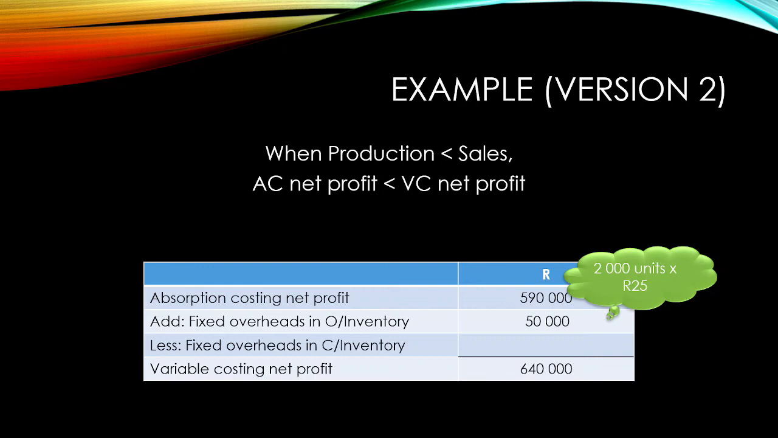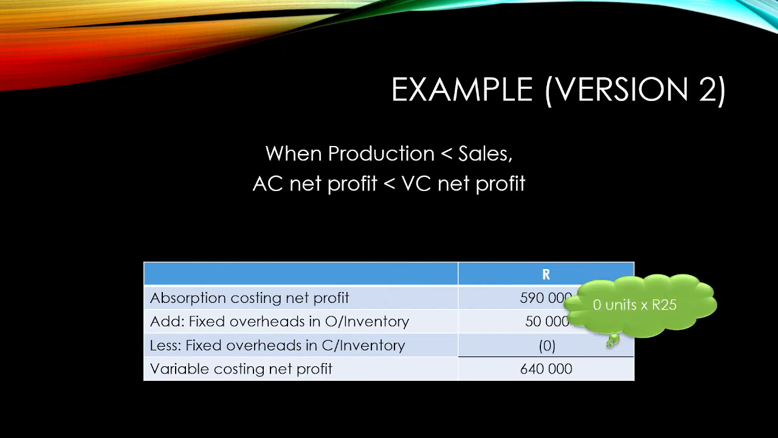For the overheads in our closing inventory, absorption costing does not expense them this year, but rather carries them forward to next year to expense them when the units are sold through opening stock. Variable costing, on the other hand, expenses the fixed overheads this year when they are incurred. So because absorption costing did not expense it this year, but variable costing did, we need to subtract it. In this example, it is nil because we have no closing inventory. Once again, we have reconciled our net profits.